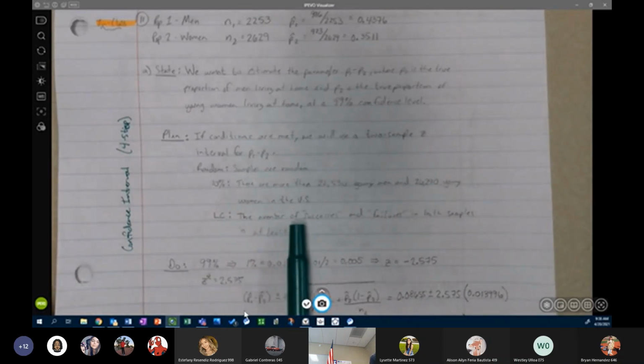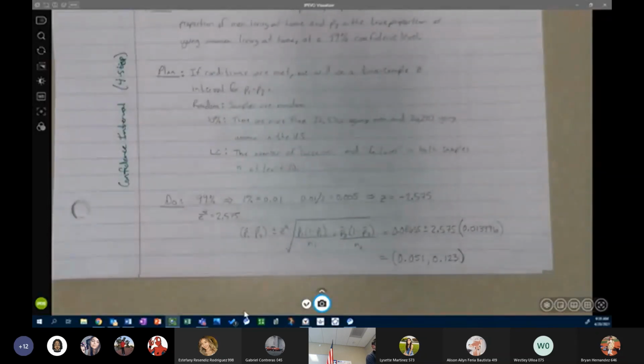Lastly, we have the large counts. The number of successes and failures in both samples are at least 10. I'm not showing the numbers there, but we have 986 and 923 as our amounts for each one. If we subtract that from the sample sizes, we have well over 10. So I'm making that statement.